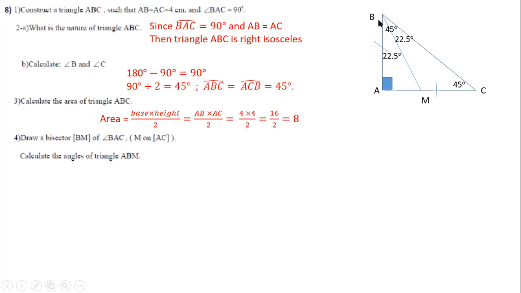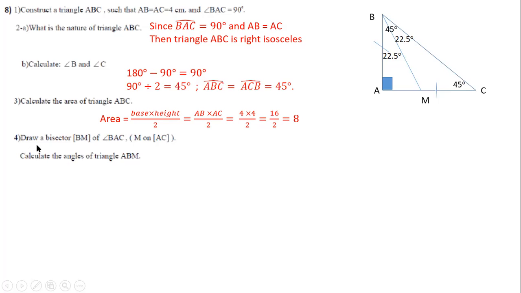The base and the height in a right triangle are the perpendicular sides. So AB is the height, AC is the base. Why? Because in a triangle we always draw the height on the base, so there must be a side we draw the height on. So we say the base is AB, the height is AC, over 2. We have the measure of AB which is 4 centimeters, we replace it. We have the measure of AC which is 4 centimeters. So 4 times 4 is 16 over 2, so the area will be 8. So please don't forget this rule. The area of a triangle equals base times height over 2.